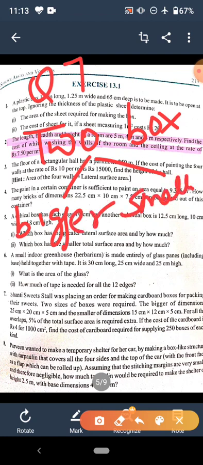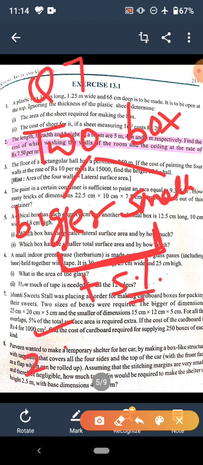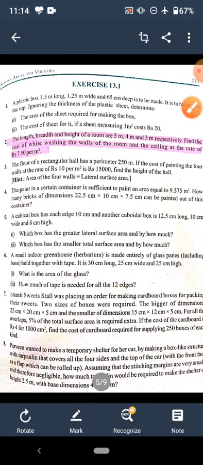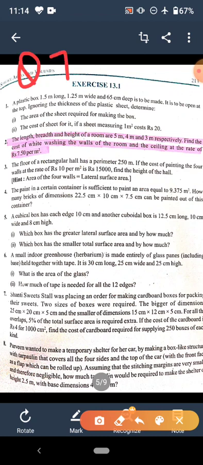Fine. The dimensions are given, and for the overlaps we require 5% of the total surface area extra. We have to prepare 250 boxes, and the cost is rupees 4 for 1000 centimeter square. So what is the task in this question number 7?